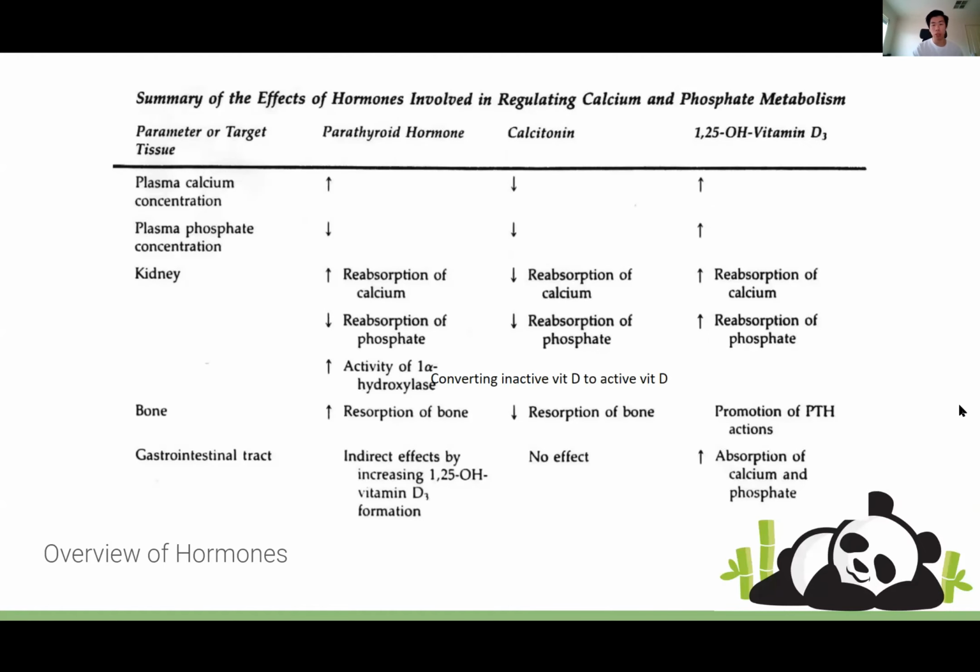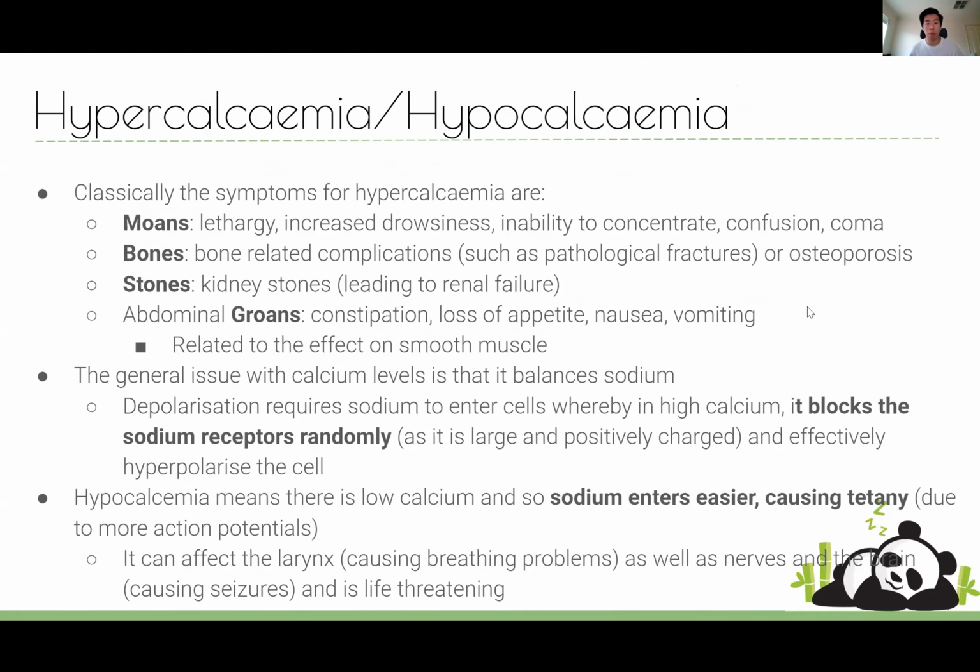So this is a good summary of the overall picture, and I think this is important to remember. If you look at this table, it's almost the complete opposite of what parathyroid hormone does. So calcitonin, you can almost think of it as the antagonist of what parathyroid hormone will do. All right, so hypercalcemia, hypocalcemia.